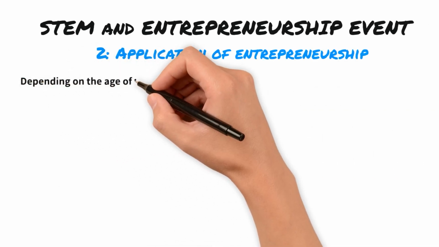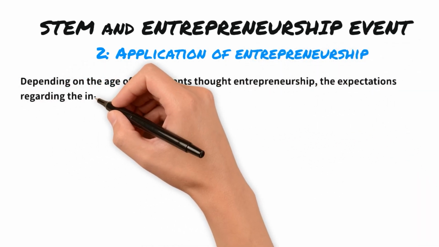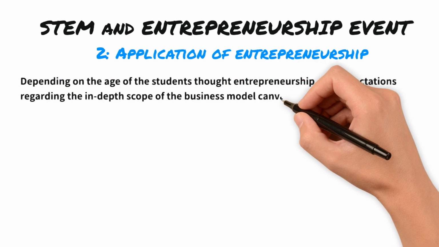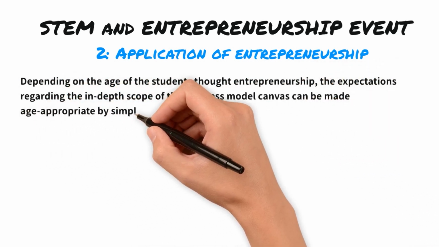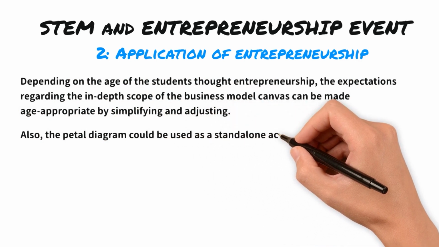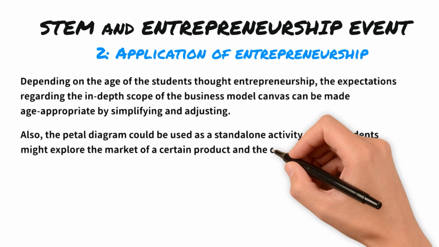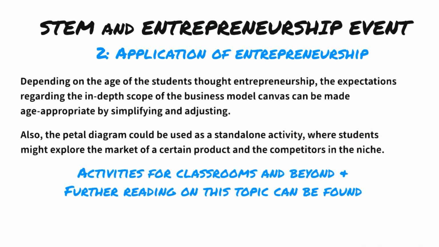Depending on the age of the students taught entrepreneurship, the expectations regarding the in-depth scope of the business model canvas can be made age-appropriate by simplifying and adjusting. Also, the petal diagram could be used as a standalone activity where students might explore the market of a certain product and the competitors in the niche. Activities for classrooms and beyond, plus further reading on this topic can be found in the accompanying curriculum.